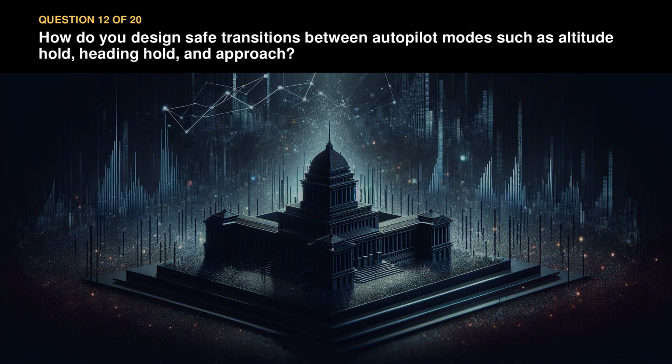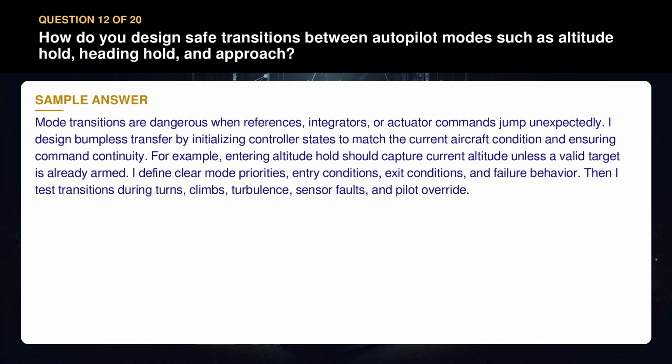Question 12. How do you design safe transitions between autopilot modes such as altitude hold, heading hold, and approach? Mode transitions are dangerous when references, integrators, or actuator commands jump unexpectedly. I design bumpless transfer by initializing controller states to match the current aircraft condition and ensuring command continuity. For example, entering altitude hold should capture current altitude unless a valid target is already armed.